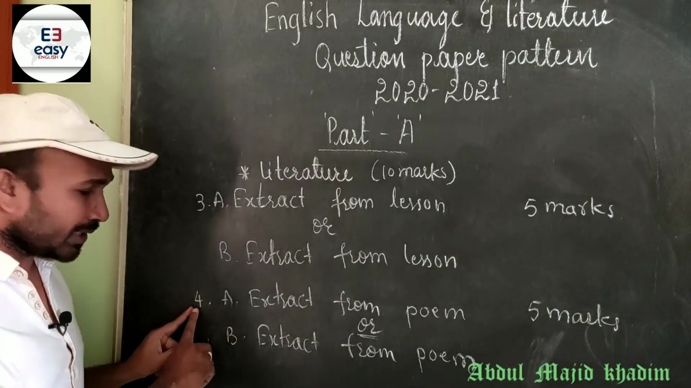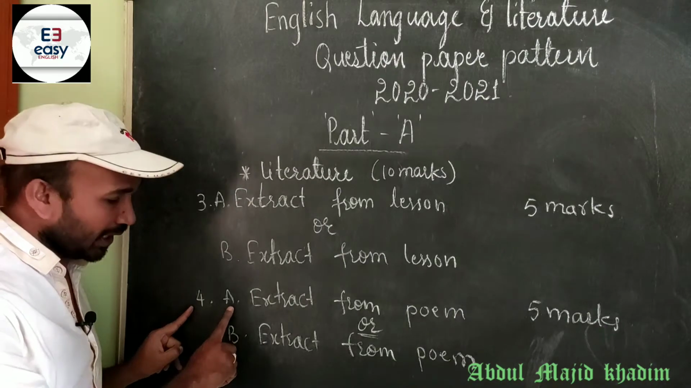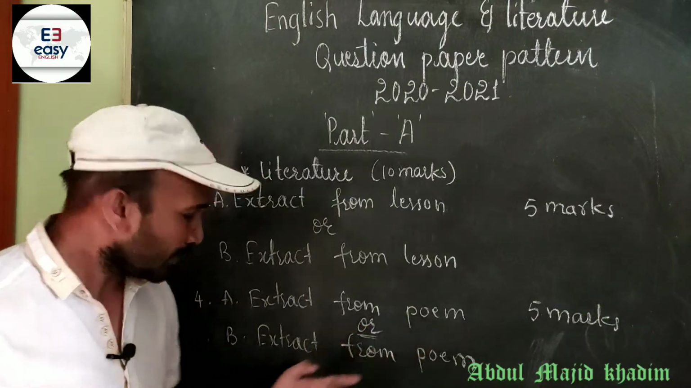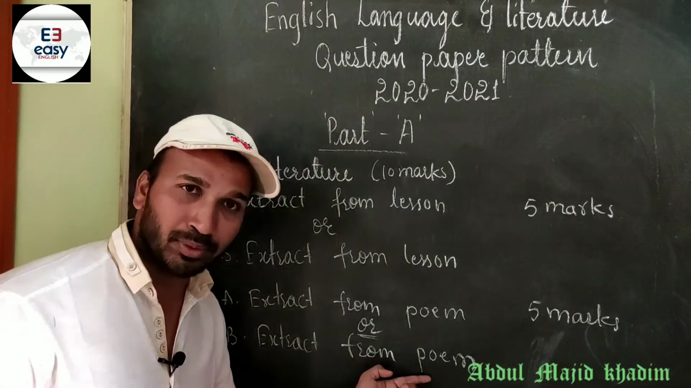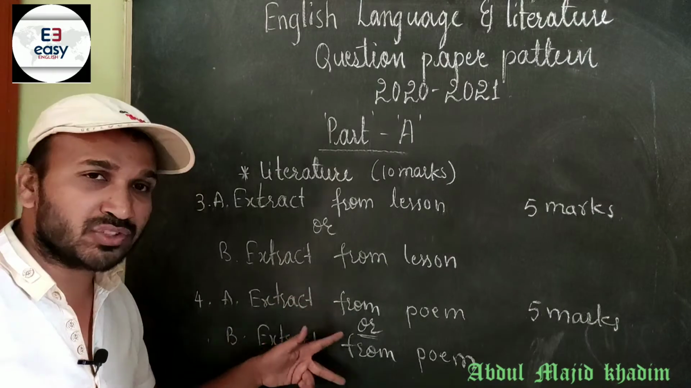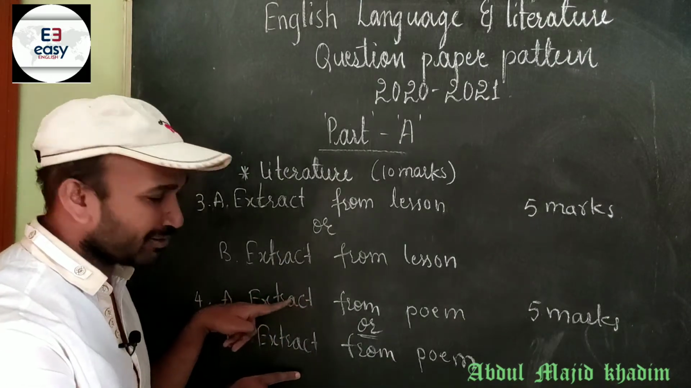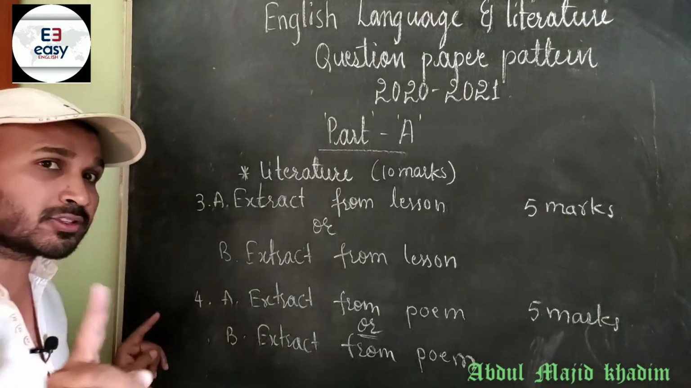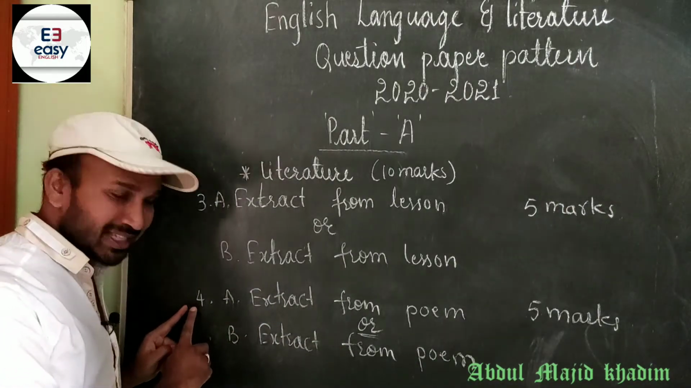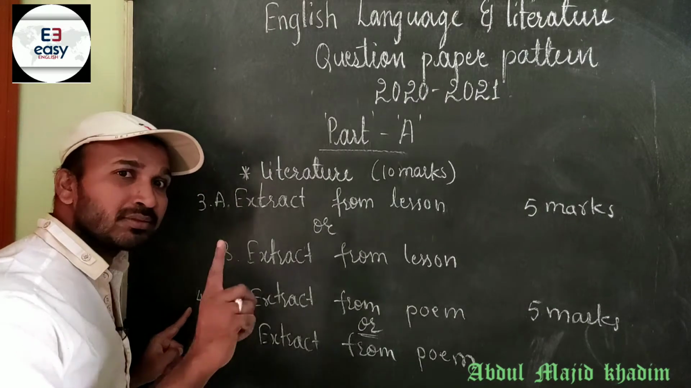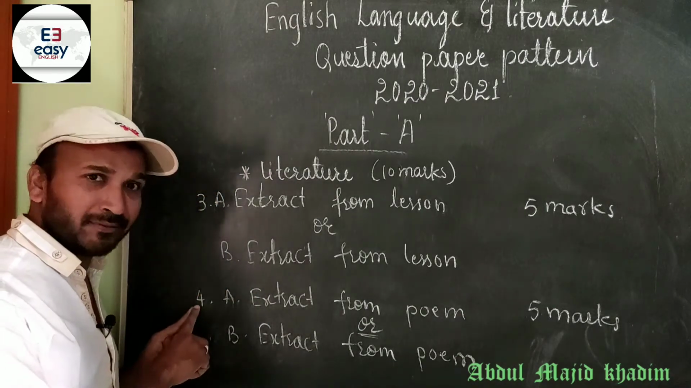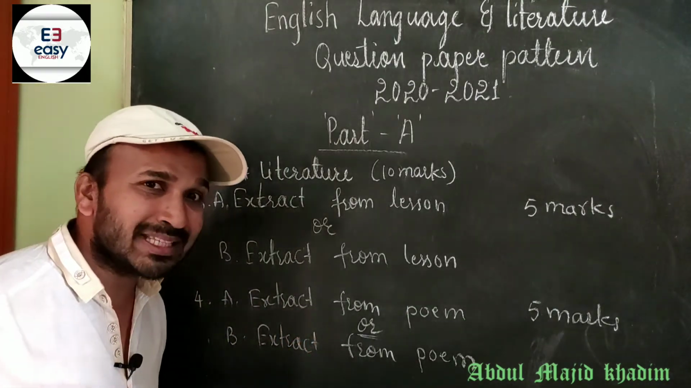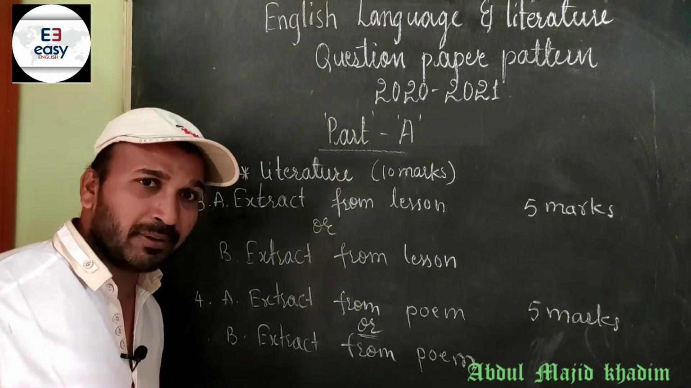This fourth question also has A and B questions. A is an extract from a poem, and B is also an extract from a poem. Whichever you feel you can write properly, you have to select from these two, A or B. Here also don't forget to write the number which one you are selecting. If you are selecting fourth A, then write fourth A. If you are selecting fourth B, then write fourth B. Here also this question is like objective type questions.